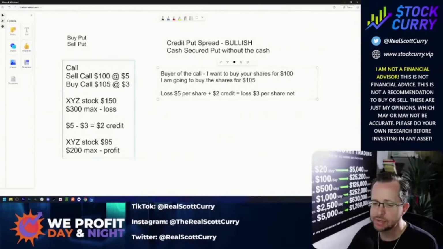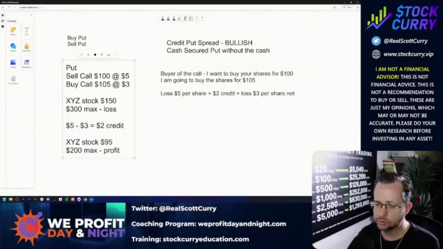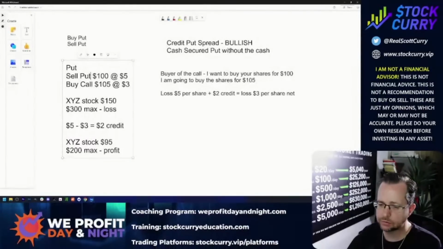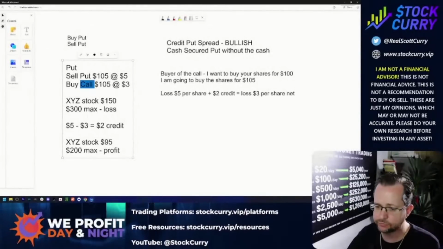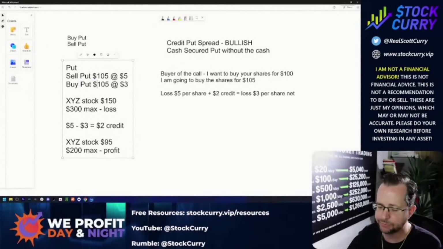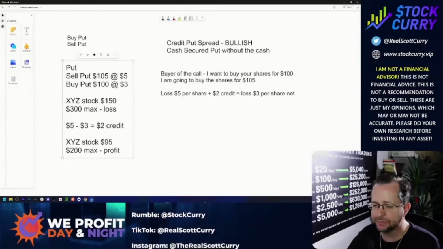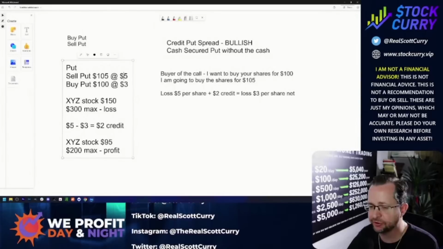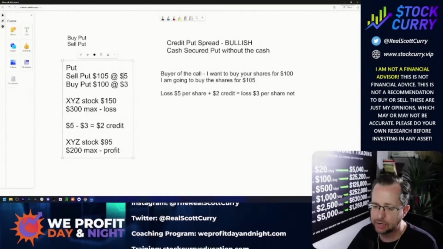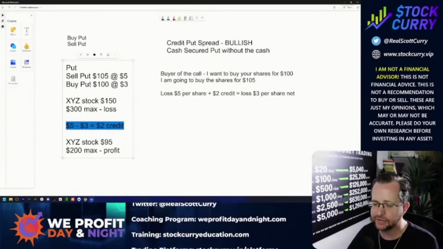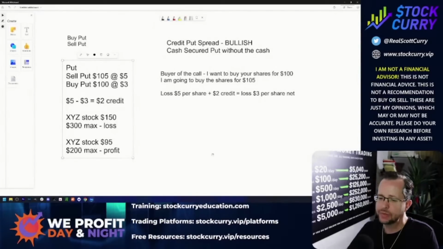All right. For this, we're now doing a put. We're going to go the opposite, though. So here we go. I'm going to sell the put closer to the money and buy the put a little bit further out. This is going to end up with a $2 credit, same as last time.